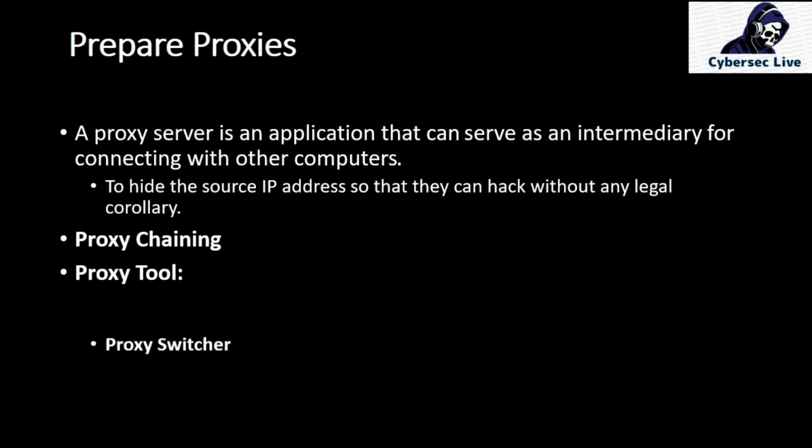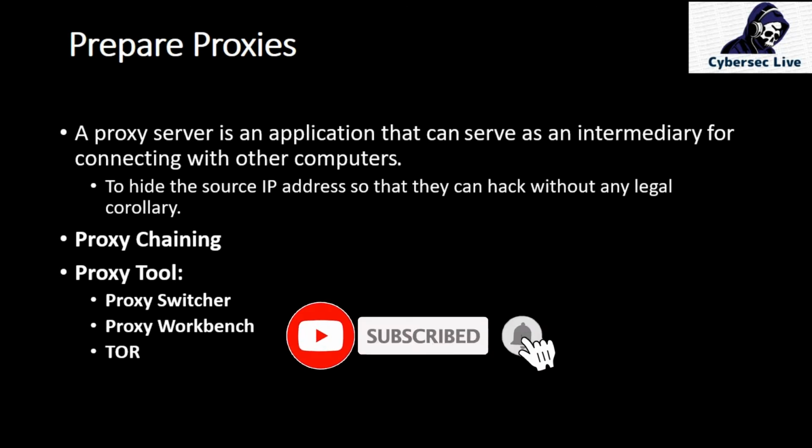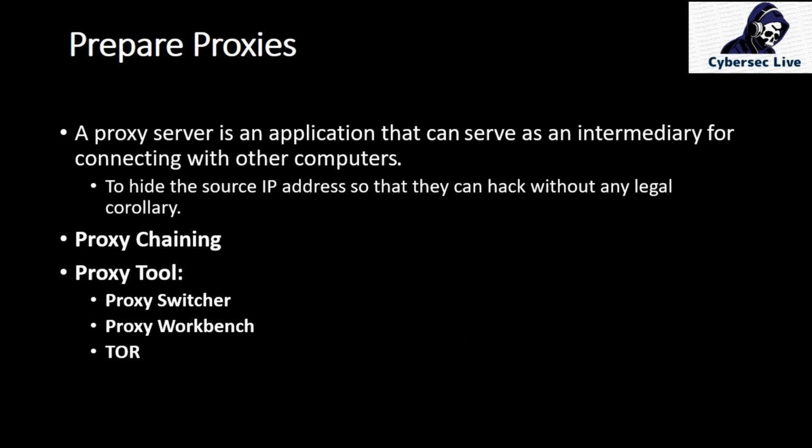So, proxy tools. What are the proxy tools? We have Proxy Switcher, Proxy Workbench, Tor, the onion router. You have seen it many times if you have seen the movie Mr. Robot, and there are a lot of other movies. In every place, whenever there is something, they always talk about the onion router, that is Tor. We will make a video on Tor so that you can understand what the dark web and deep web are, right? And we will try to understand what Tor is for you. And CyberGhost is one of the proxy tools.